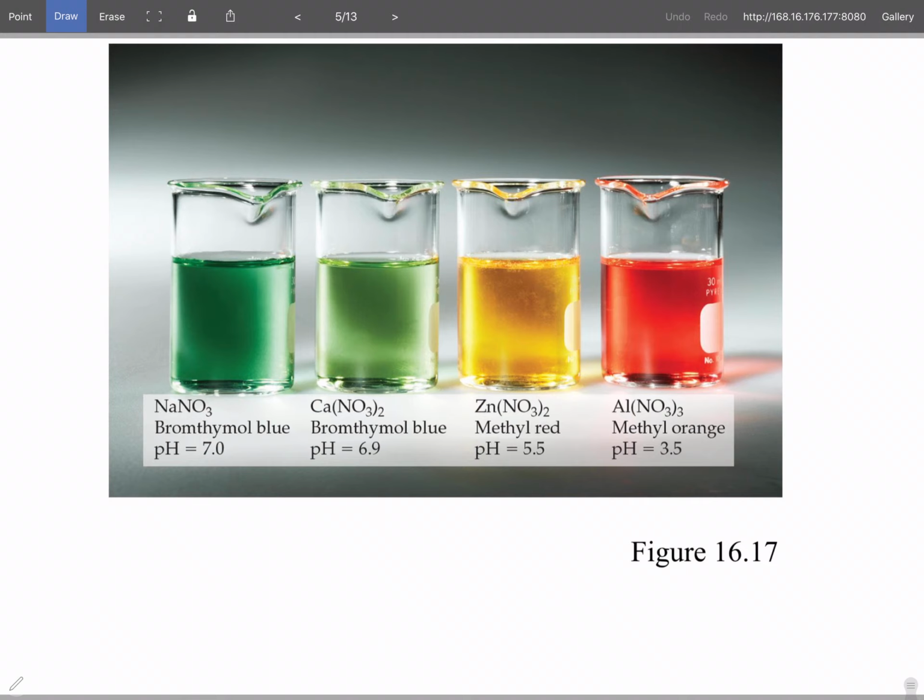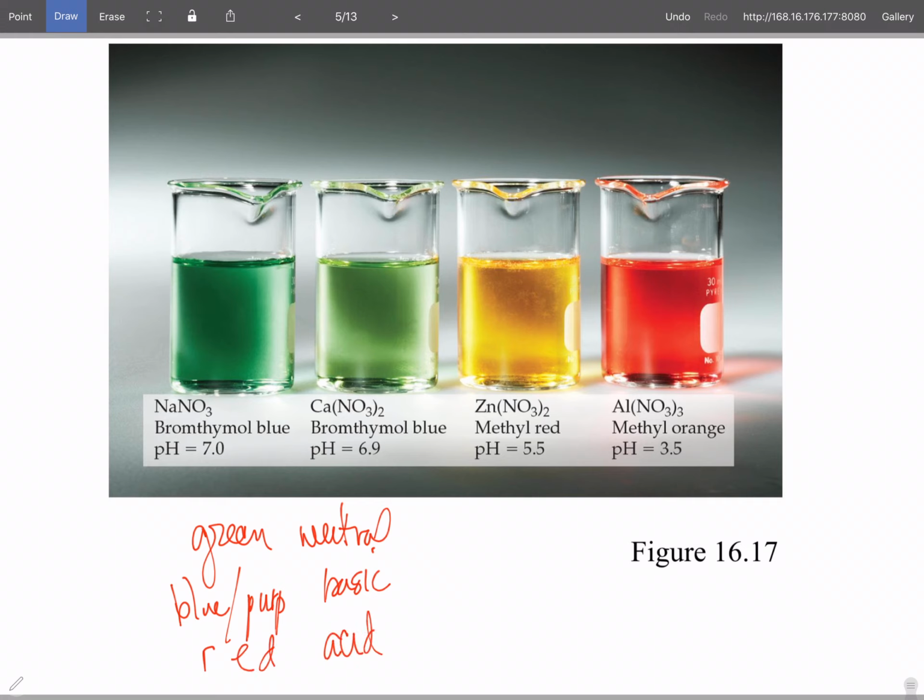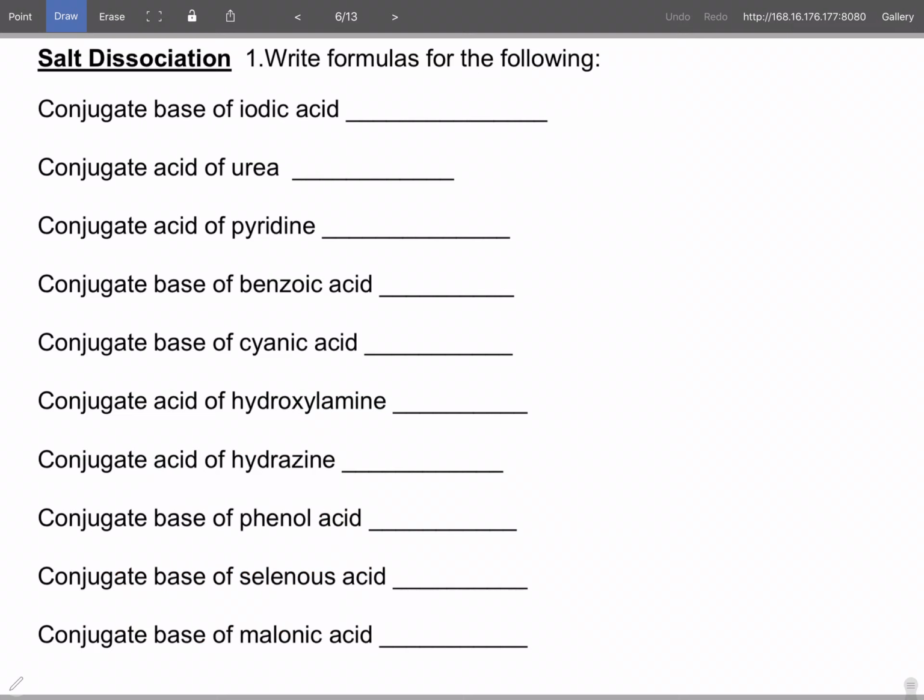Now, here are some pictures of salts. This is using a universal indicator. Green is neutral. Blue or purple, depending upon which universal indicator you get, will be basic. And red will be acidic. This one is slightly acidic. This one is very acidic. These are basically neutral. They do not have an example of a basic salt.